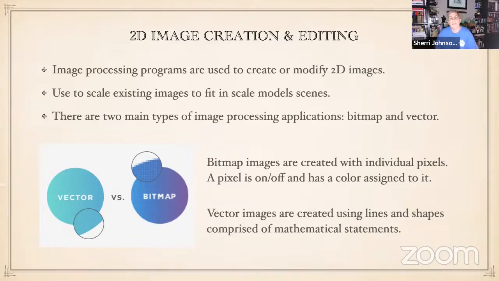There are two different types of 2D image editing software. The first is bitmap, which here you can see a bitmap image is made of pixels or little dots that are either on or off and assigned a particular color. And you can actually see each little individual dot. And then we have vector images, where objects are created using lines and shapes, and then all that algebra and calculus kicks in there, and it actually does the mathematical formula so that you actually get a nice smooth curve.